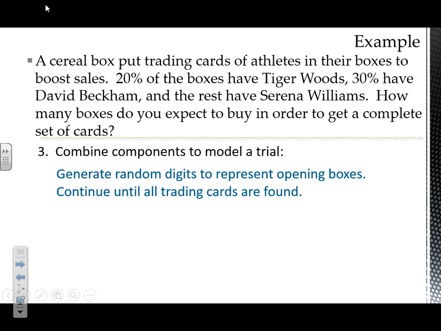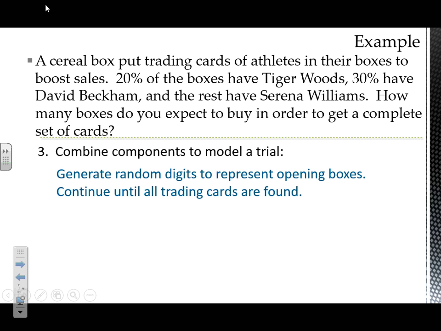5, which is Serena. Then 0, which is Tiger. And then 9, Serena again. 4, that's Beckham, right? Yep. So there's Beckham. There's all 3 cards, so we can stop that trial. So this time it only took us 5 boxes.